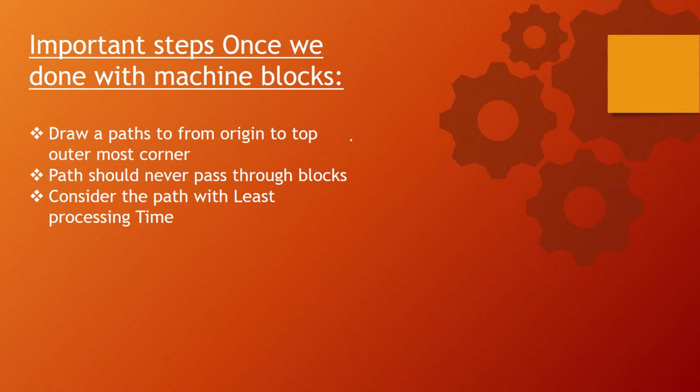So before that, as I told, important steps once we are done with the machine blocks: draw a path from origin to the top outermost corner. The path should never pass through the blocks. Consider the path with the least processing time, which means we shouldn't get the maximum length of horizontal or vertical line.